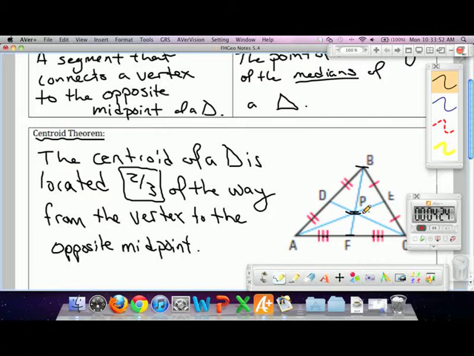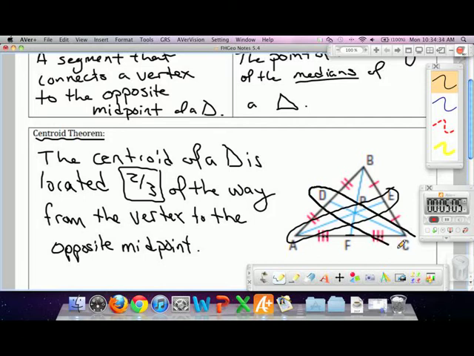Also note that this theorem does not describe any relationship amongst the three medians. This theorem says nothing about how one median is related to another median. All it says is something about the lengths of one median given the centroid. An easy trap to fall into would be to say that this segment, AE, is the same length, or congruent to, how about CD?